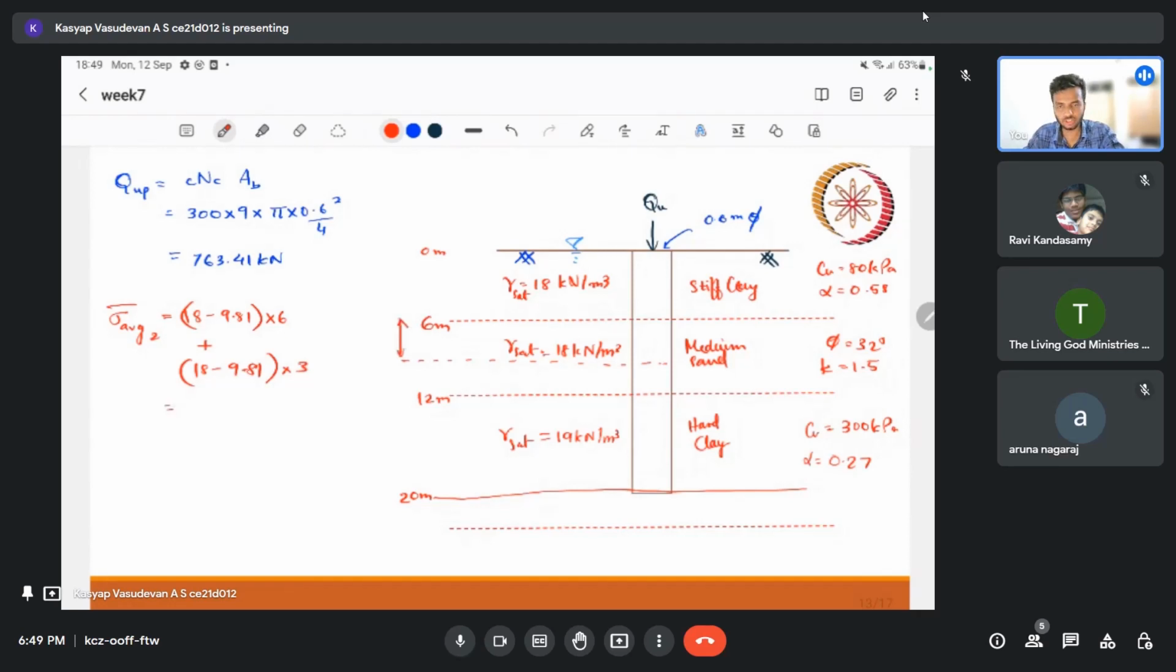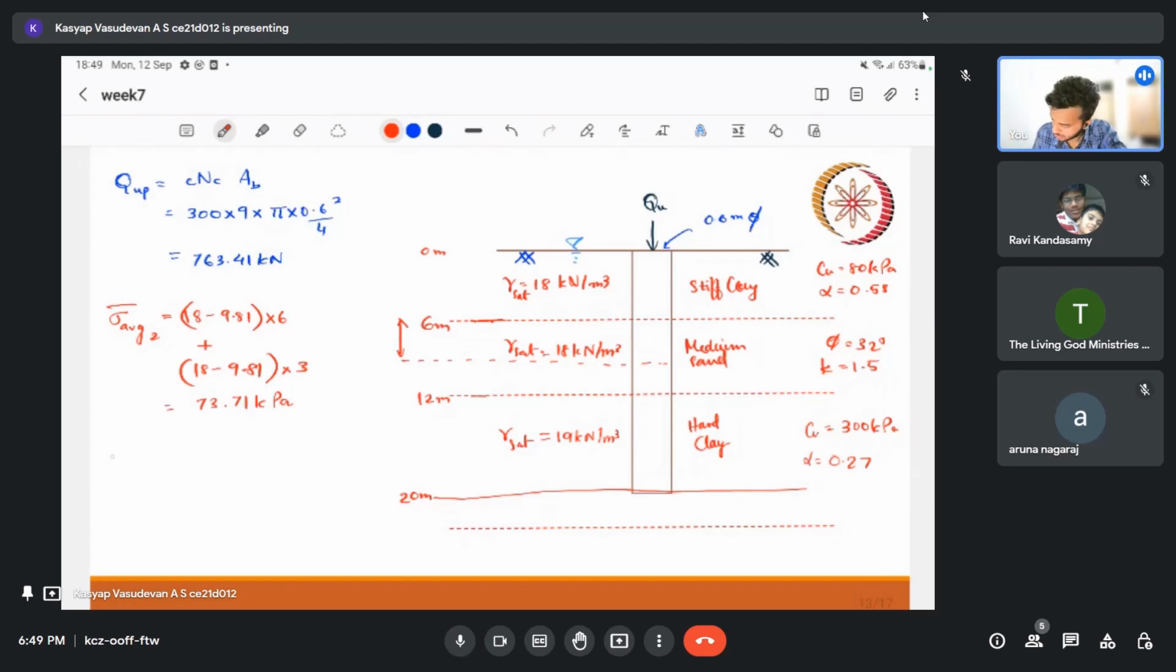You can also check with the previous method. If you are using the previous method, we have to find the overburden pressure at the 6-meter level and the 12-meter level, and you have to take the average. Since we are assuming it as linear, you will always get the same value as we are getting now. So this turns out to be 73.71 kPa. Okay, done. So let us move on.